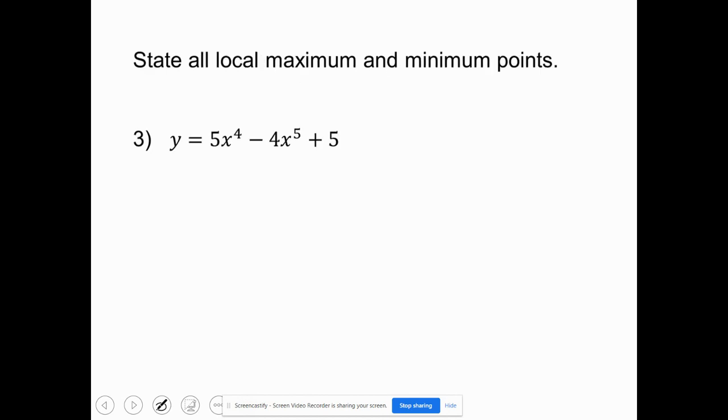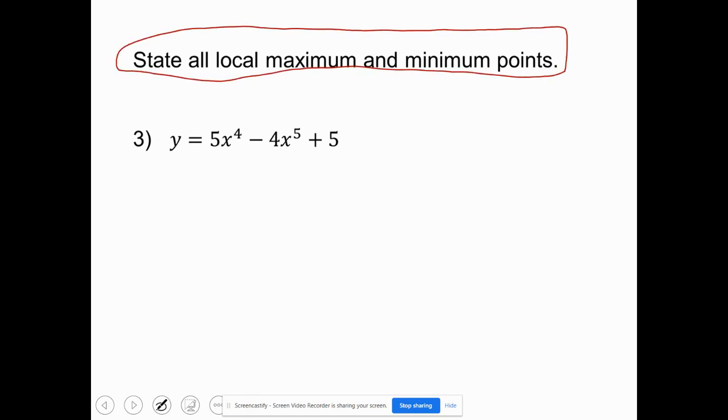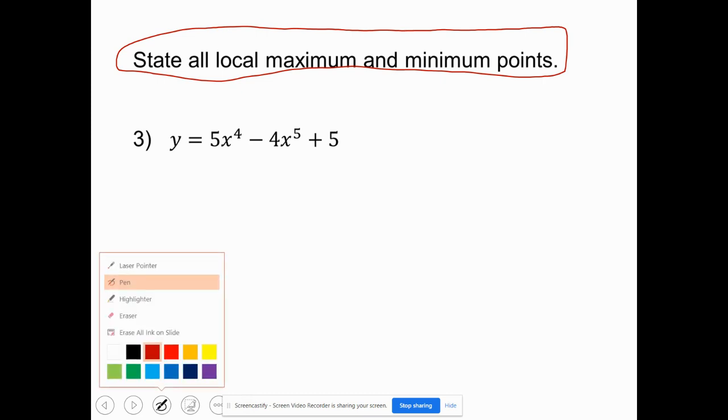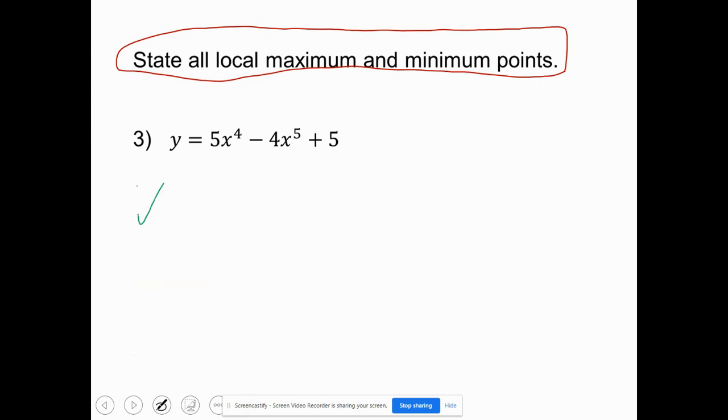Okay, let's do one last problem. Let's take this x to the fourth equation. Now, in this case, I'm asking you, what are all the maximum points? So I want both the x and the y. First step, find the derivative. Won't you please do that for me?